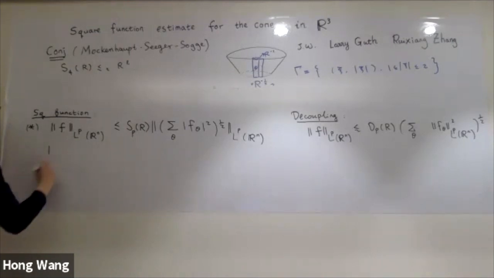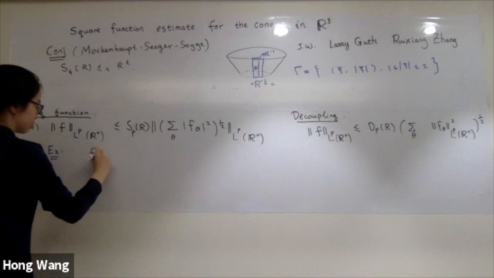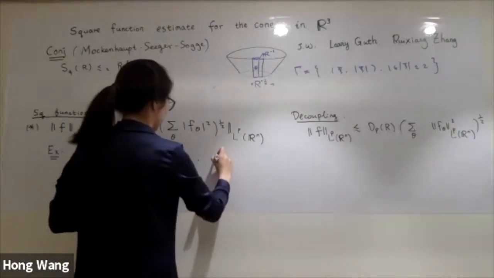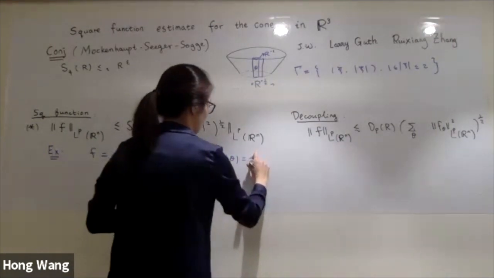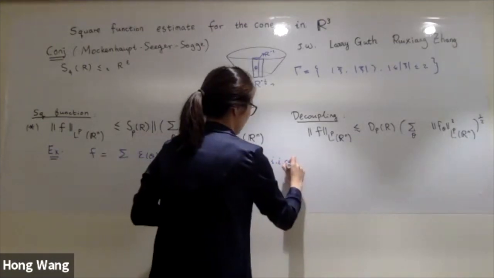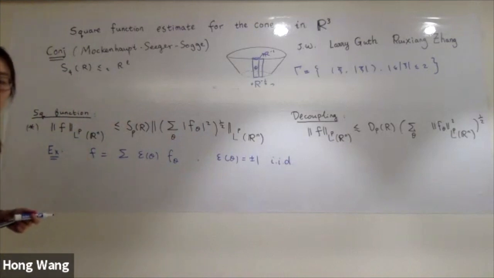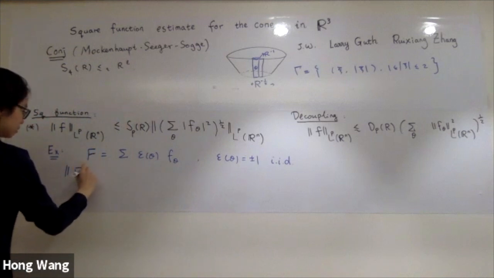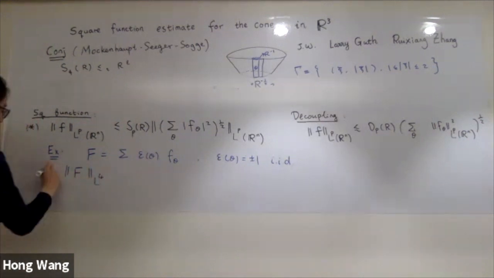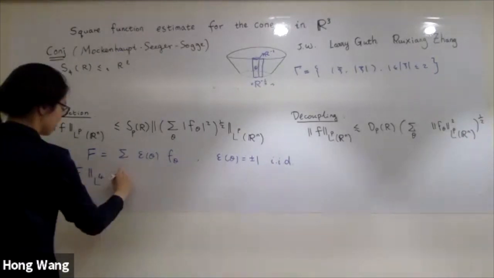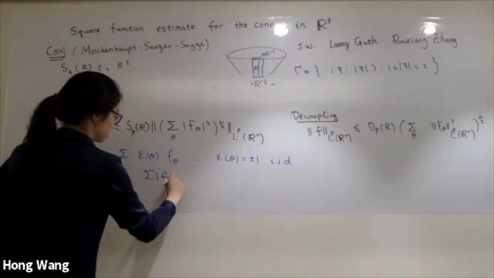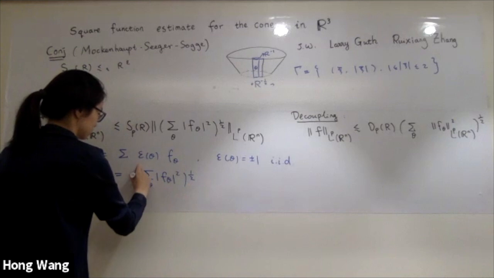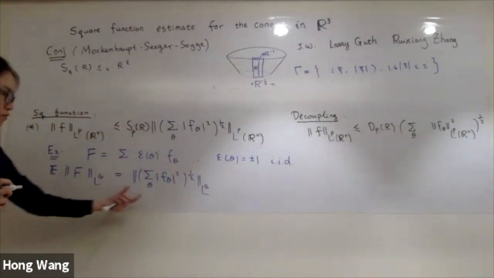So we are going to look at one example. Let F be the sum over theta of epsilon theta times F theta, where epsilon theta takes plus or minus one randomly, independently for each theta. Maybe it's better if I use capital F. Then the expectation of the L4 norm of capital F equals the L4 norm of the square function.